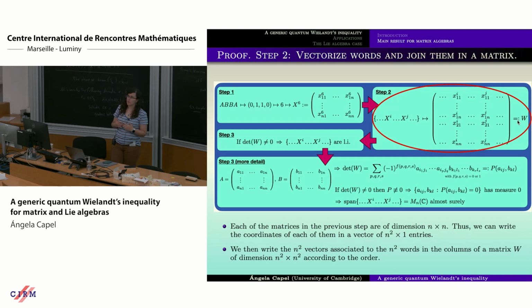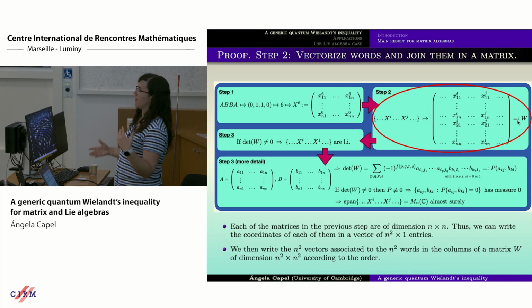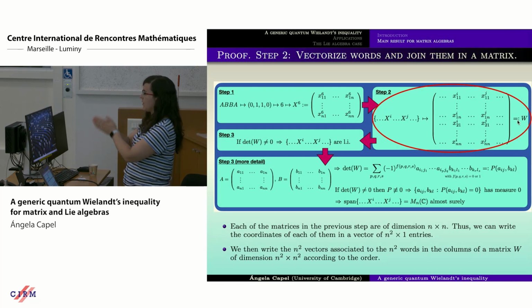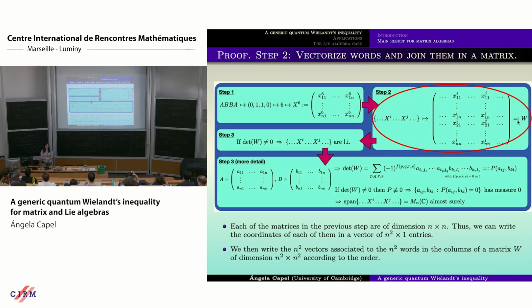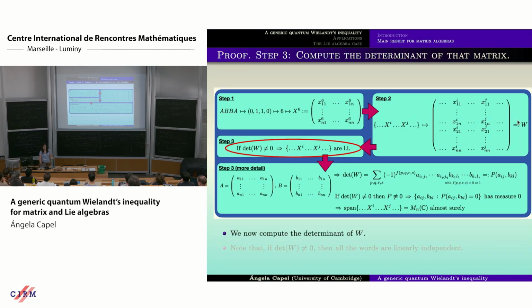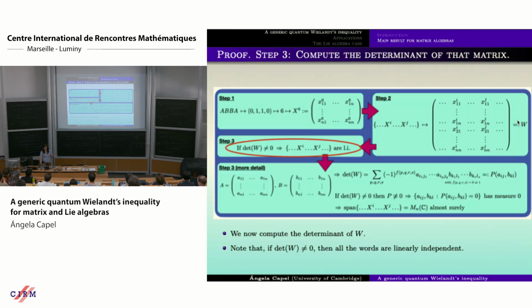And now, remember that what we are trying to do is generate the whole matrix algebra. And of course, if we are trying to generate the whole matrix algebra, we need our matrices to be linearly independent, which means that the vectors that we have just created need to be linearly independent, which means that we need the determinant of the matrix that I just created to be non-zero. So if the determinant of the matrix that I just created is non-zero, then all the vectors are linearly independent, and then we are happy. We are good to go, no? We are already generating the whole matrix algebra.